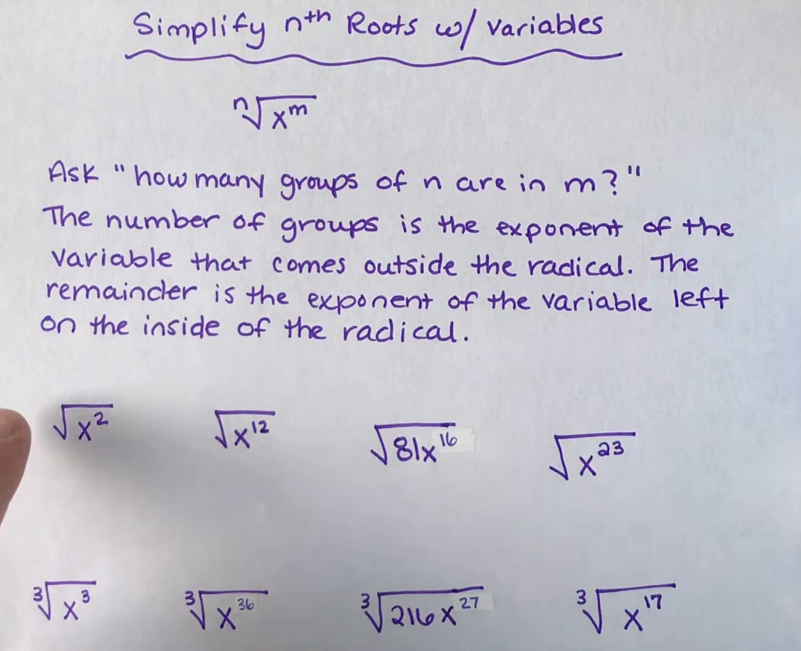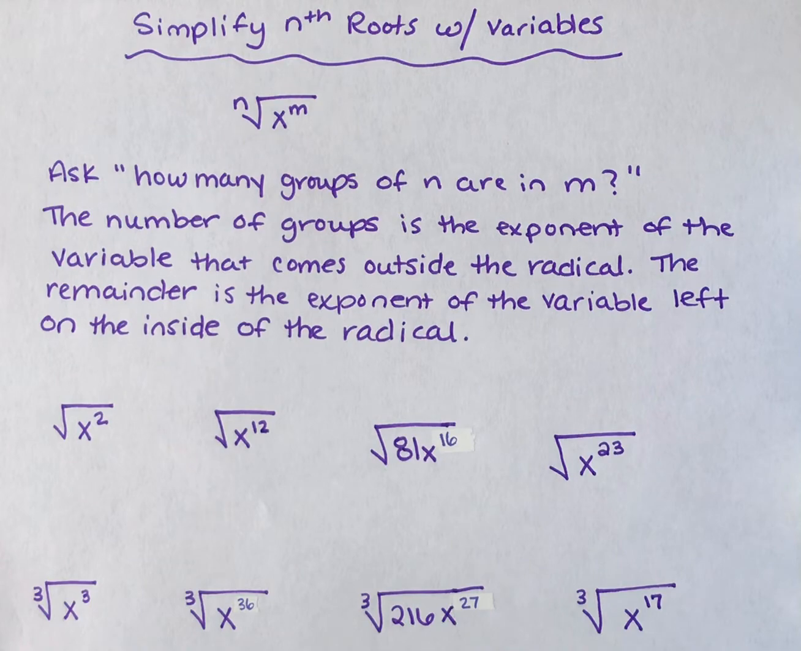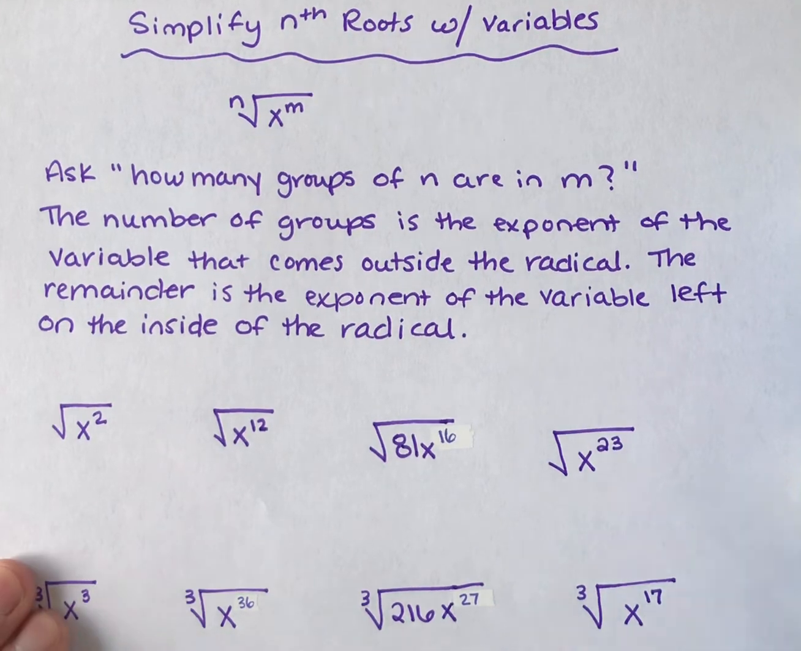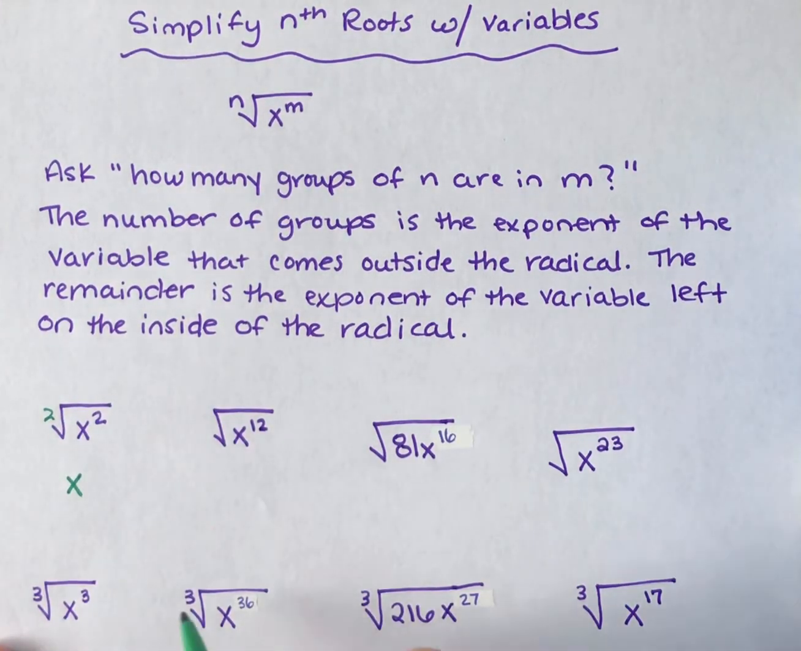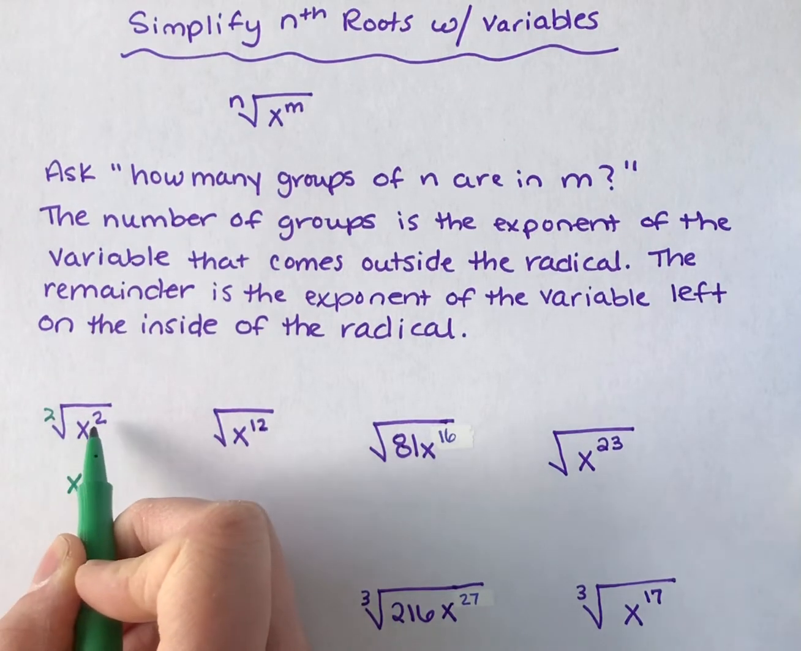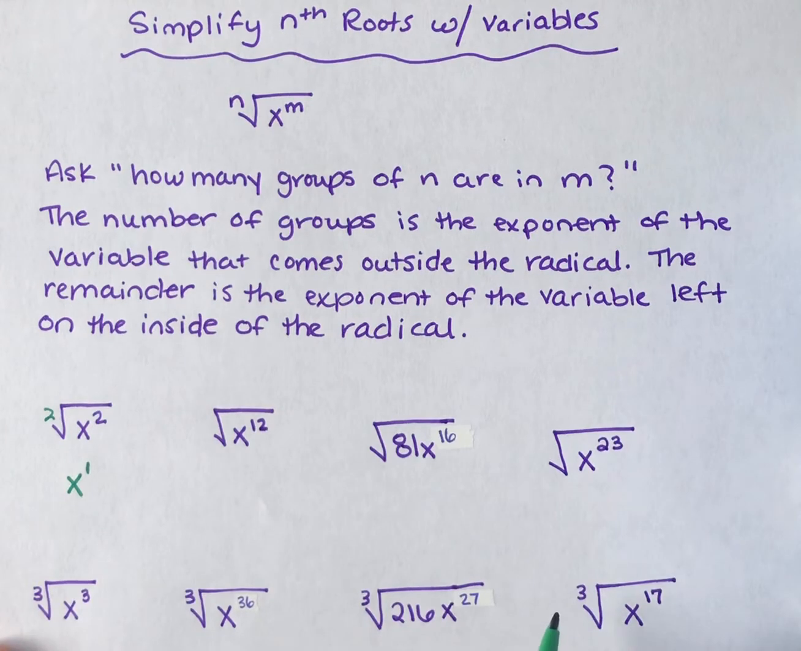So we already know from our quadratics chapter, every time I would say, okay guys, what's the square root of x to the second? You guys always told me that was x. Okay, so if I use this rule up here, remember a square root, we don't write it, but the index is 2. So this is really like saying how many groups of 2 can you make out of 2? Well, I can only make one group.